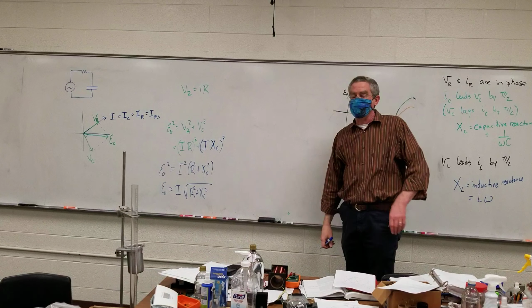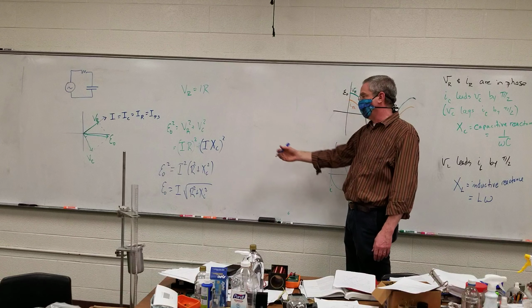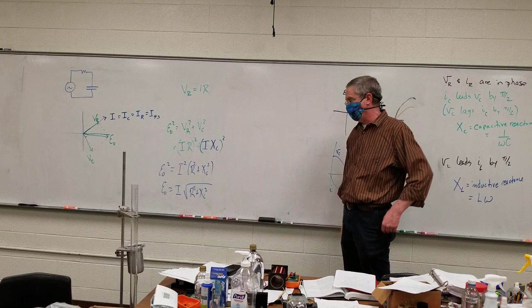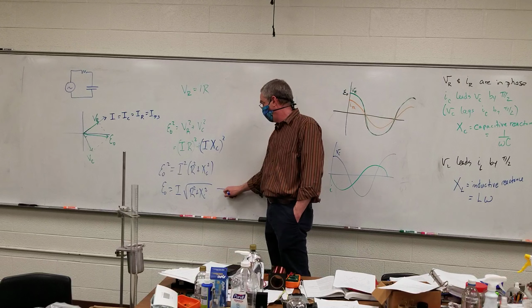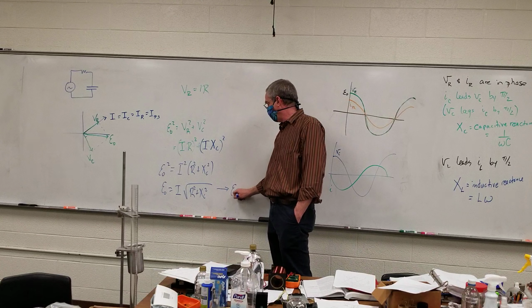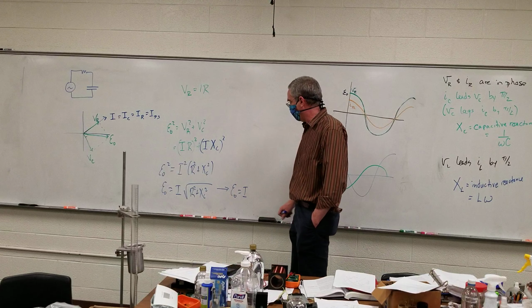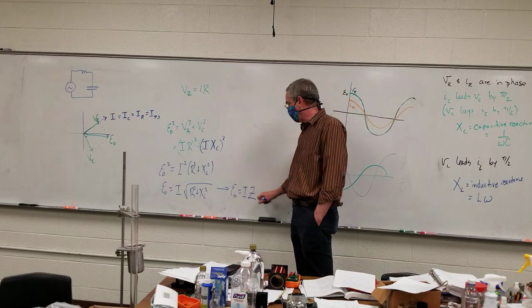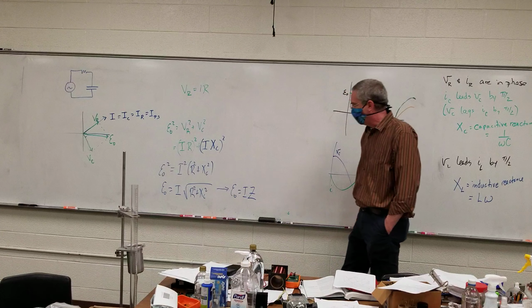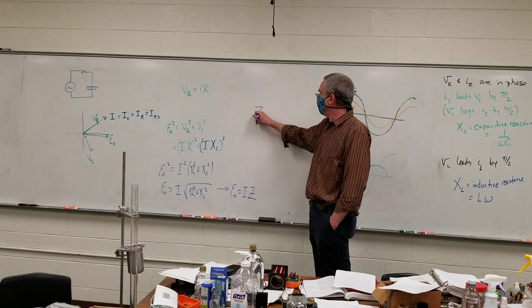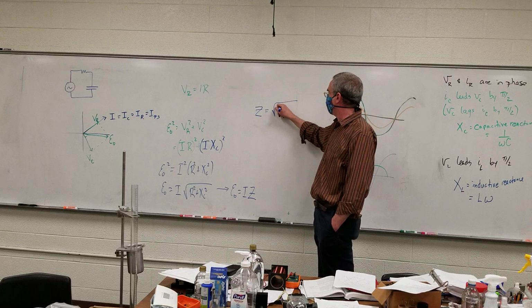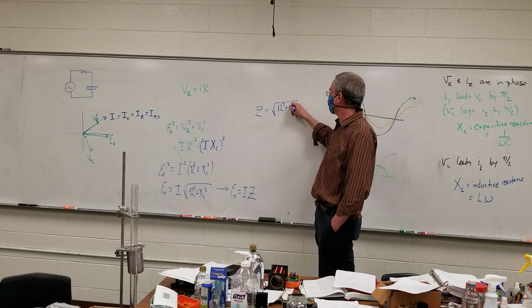And it sure would be nice if we had an Ohm's law equivalent or analog for the overall equation, and we're in luck. Epsilon sub naught is equal to the current flowing out of the power supply times the impedance. So for this circuit, the impedance is the square root of R squared plus X sub C squared.